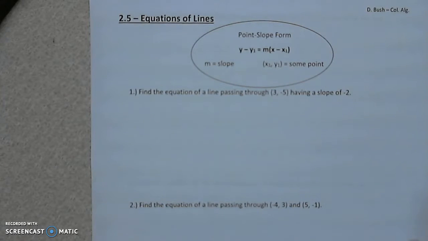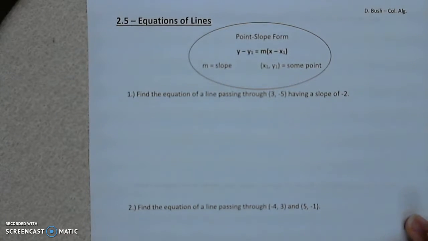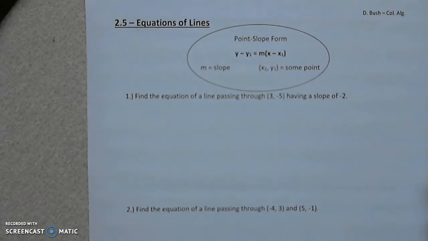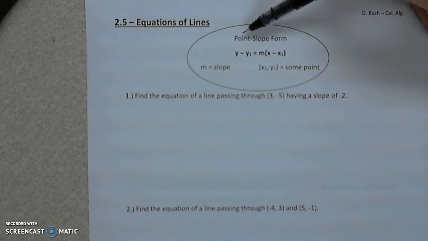This lecture will cover section 2.5, equations of lines. Now we've talked about linear equations and a couple of forms that you can find them in. Standard form we briefly mentioned, and slope-intercept form we talked about in the last section, 2.4. Another way you can write the equation of a line is point-slope form.